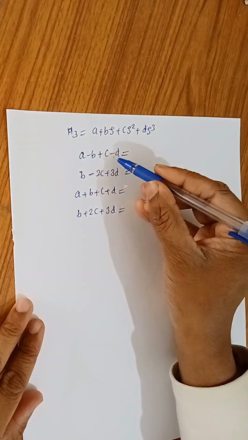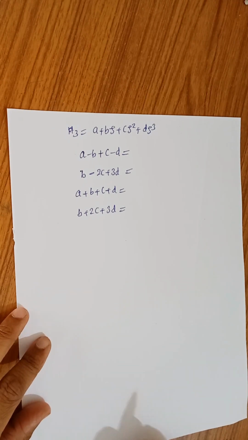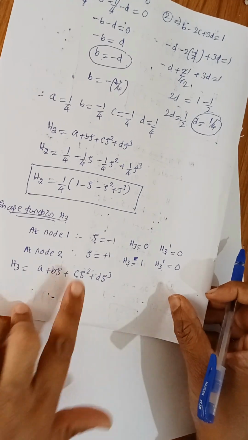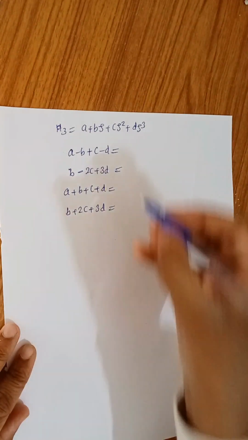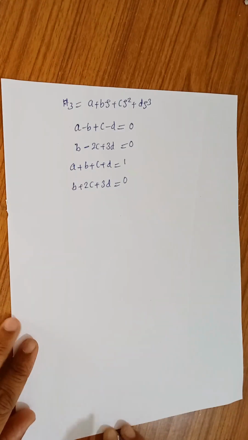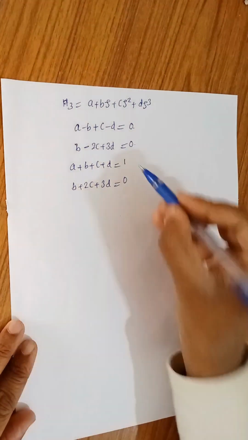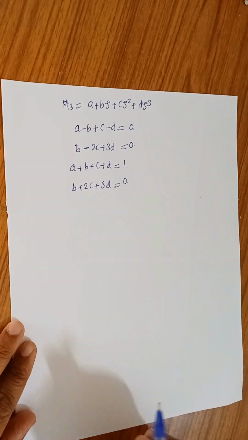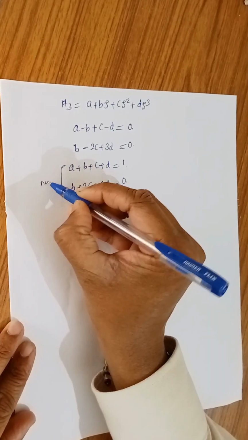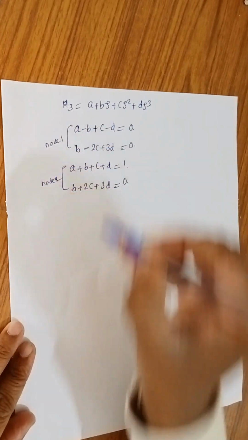So these are the equations we are going to get upon applying the boundary conditions, that is H3 and H3 dash at zeta equal to 1 and all that. When you substitute all these boundary conditions into this equation, we are going to get this one. The values are going to be 0, 0, 1 and 0. When you substitute, you can understand it easily. This is H3 and H3 dash at node 1, and at node 1 both are 0. This is H3 and H3 dash at node 2. So this is for node 1 and this is for node 2.